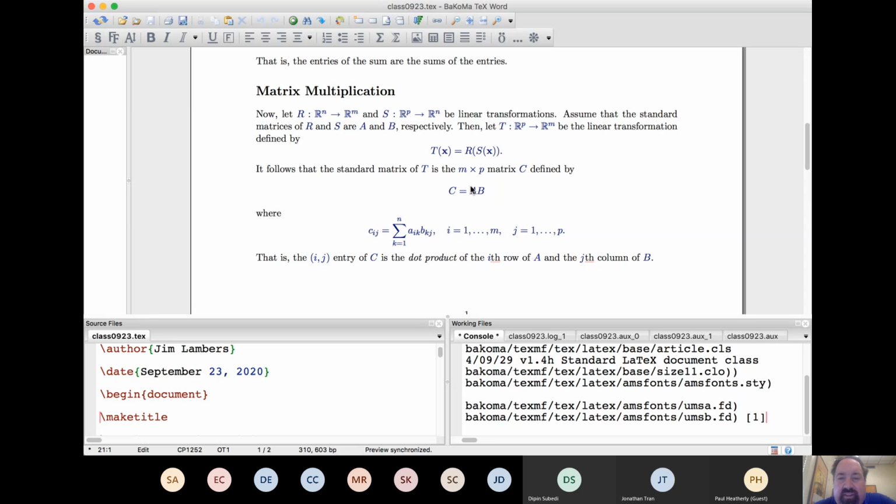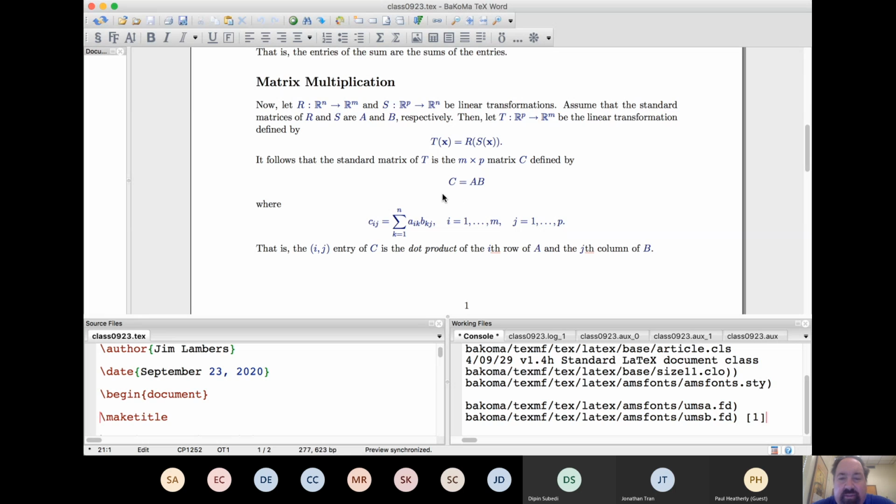Now, I won't show the algebraic manipulations involved to figure out the standard matrix of T from these two, but I can tell you the formula for it. It's the matrix product. I multiply the matrices A and B, and that gives me the matrix C. So the matrix of a composition of linear transformations is the product of the standard matrices of those transformations.